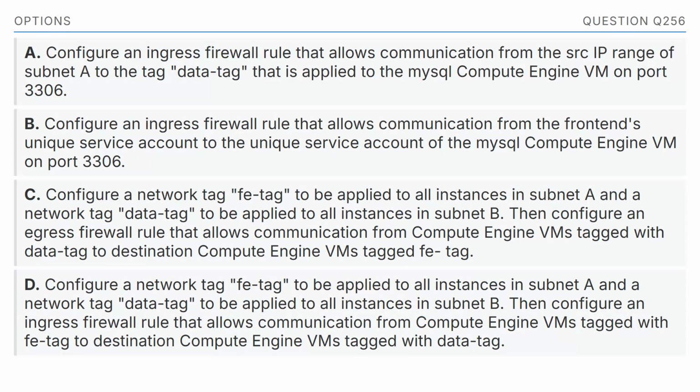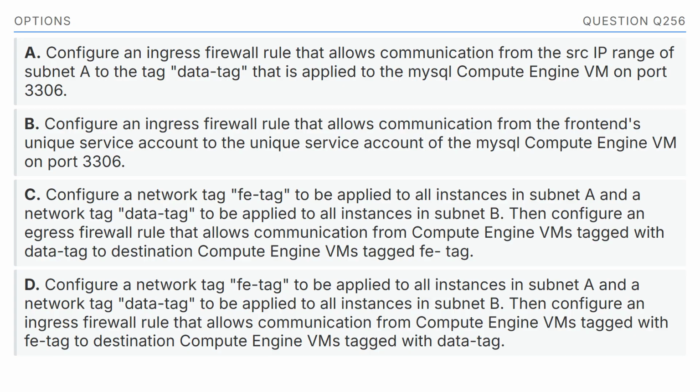The options are: Option A, configure an ingress firewall rule that allows communication from the src IP range of Subnet A to the tag data tag that is applied to the MySQL Compute Engine VM on port 3306. Option B, configure an ingress firewall rule that allows communication from the frontend's unique service account to the unique service account of the MySQL Compute Engine VM on port 3306.